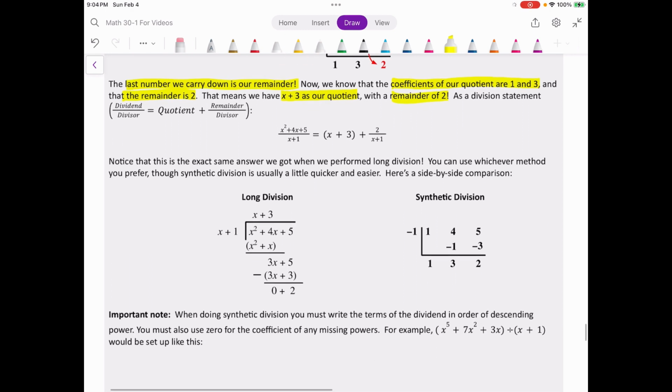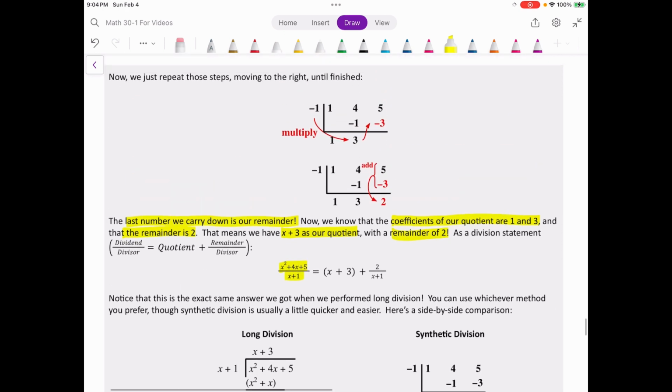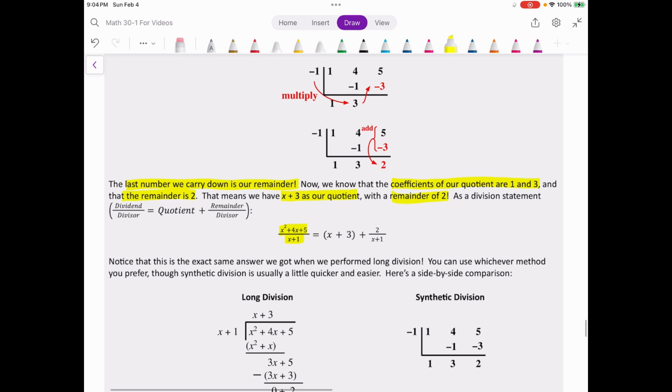So as a division statement, we have x squared plus 4x plus 5 over x plus 1. That's what we started with, remember, right? That's where this 1, 4, and 5 came from. 1x squared plus 4x plus 5. And this negative 1 came from the fact that for x minus a here, our a would be negative 1. And our quotient was a 1 and a 3. Now those are our coefficients, counting up in powers of x, starting from the constant term. So constant term is 3, and our x term has a coefficient of 1, I should say. So x plus 3, and then a remainder of 2.